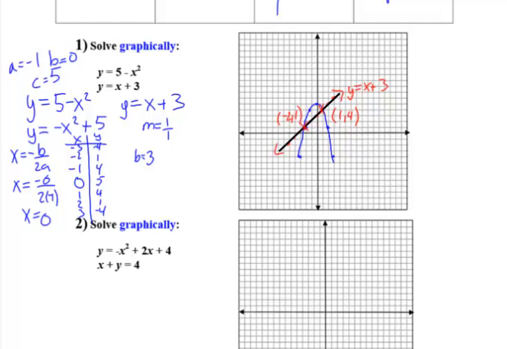And I want to just label a couple other things. Let's label y equals 5 minus x squared. Label our axes. And there we go. We got it.